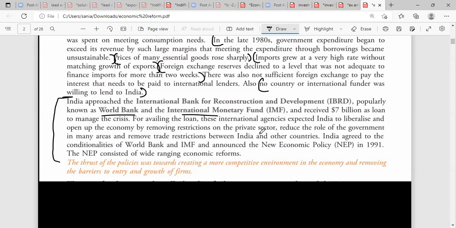For availing the loan, these international agencies expected India to liberalize and open up the economy by removing restrictions on the private sector, reduce the role of government in many areas, and remove trade restrictions between India and other countries. India agreed to the conditions of the World Bank and IMF and announced new economic policies in 1991. The NEP consisted of wide-ranging economic reforms.